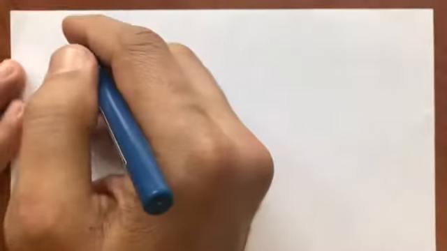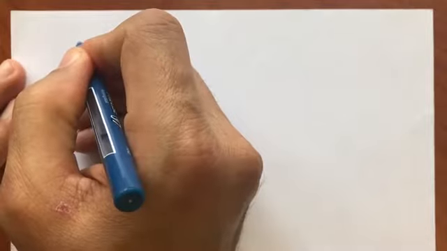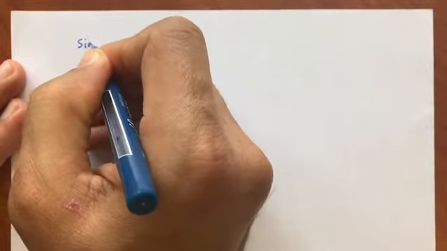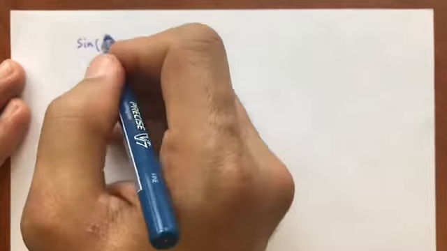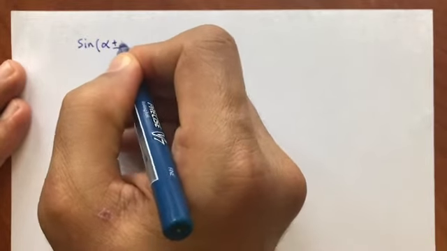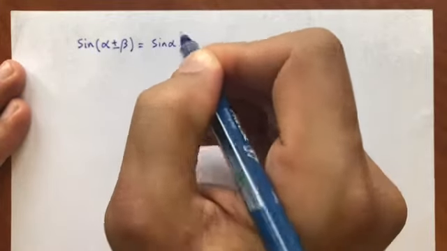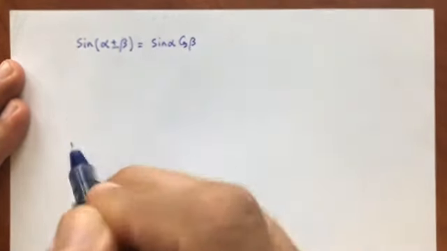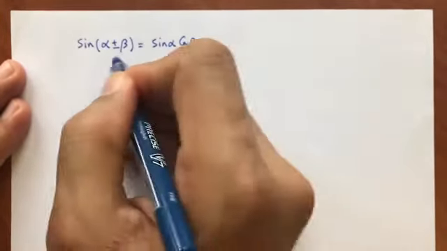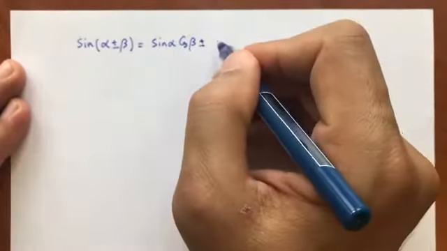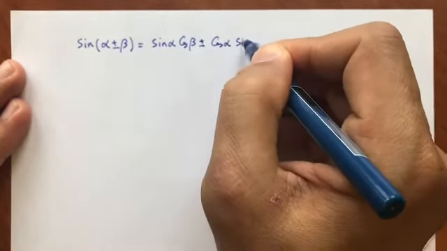We need to know the definition of sine, cosine, tangent, cotangent, etc. And also some specific equations from trigonometry that we use a lot to solve problems. If I have two angles like alpha and beta, then sine of alpha plus or minus beta is equal to sine of alpha times cosine of beta, plus if you have a plus here, minus if you have a minus here, cosine of alpha times sine of beta.